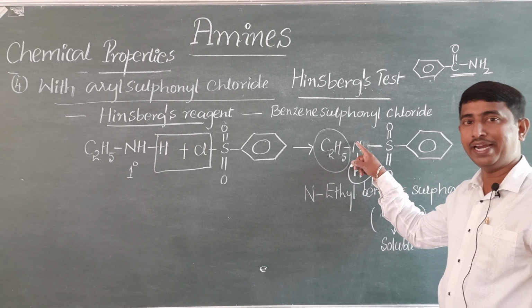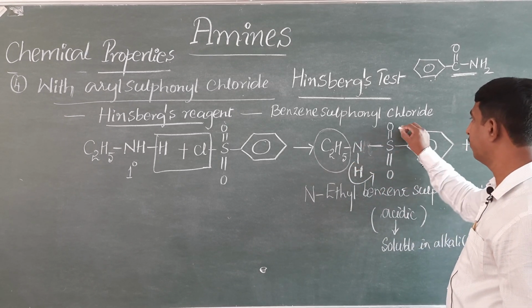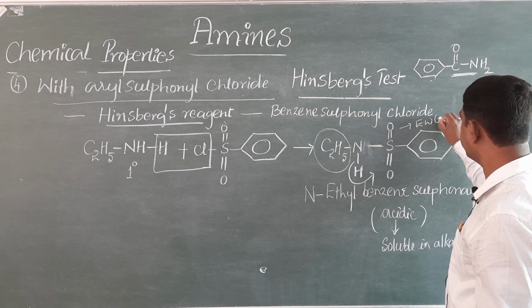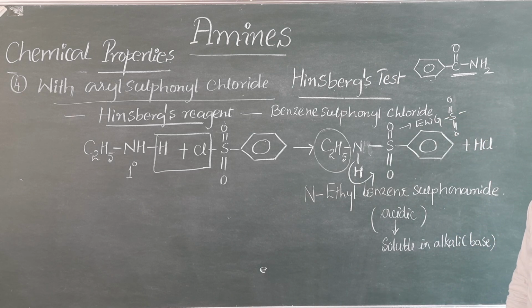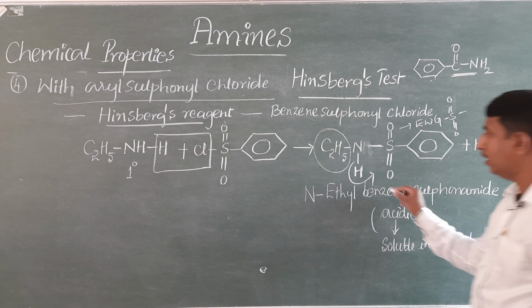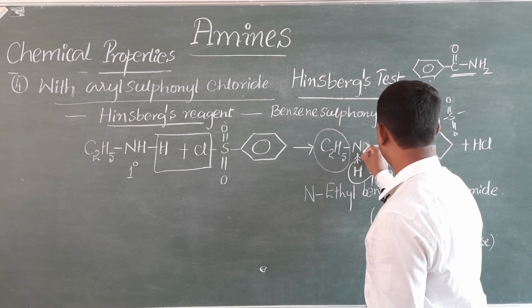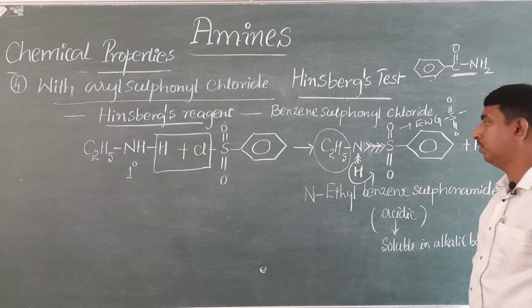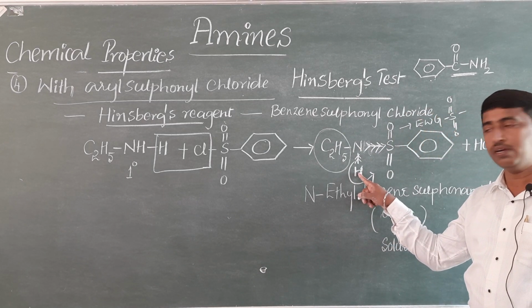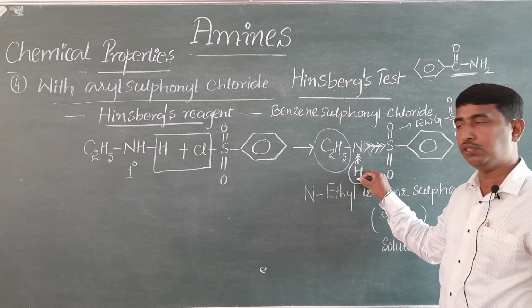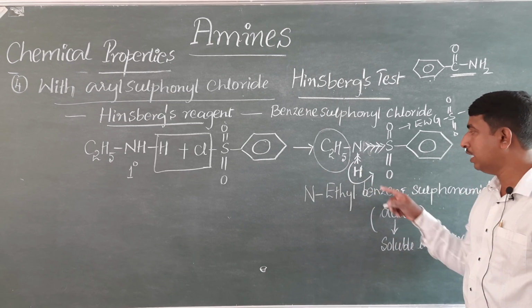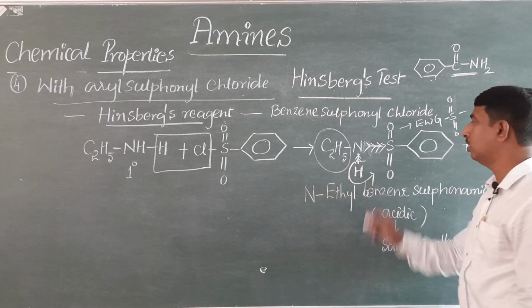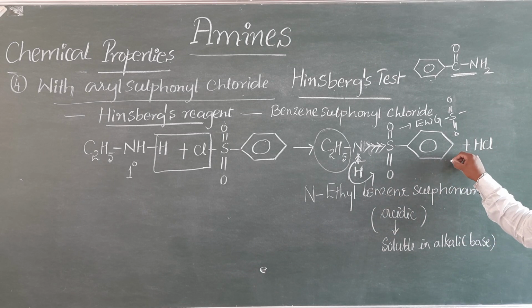because nitrogen is directly bonded to an electron withdrawing group, that is the sulfonyl group. So electrons will be displaced towards sulfur. As a result, hydrogen becomes electron deficient, or it carries partial positive charge, correct? So the nitrogen hydrogen bond becomes weaker, and this hydrogen can be removed in the form of H+. So the compound becomes acidic.